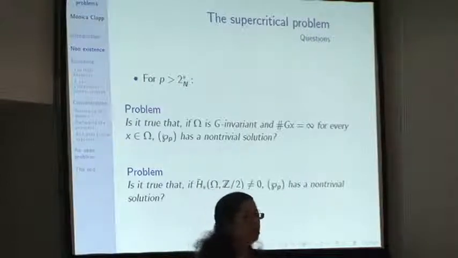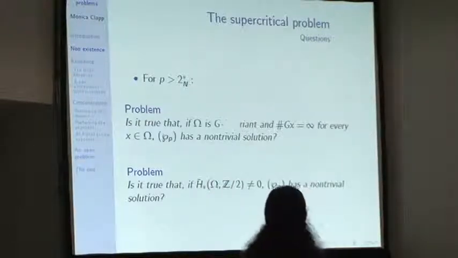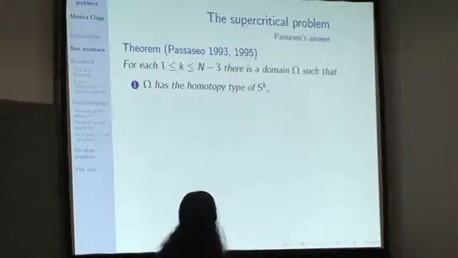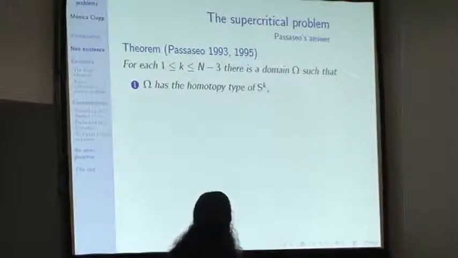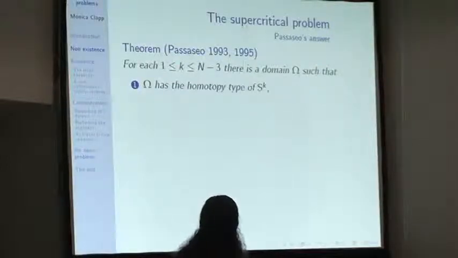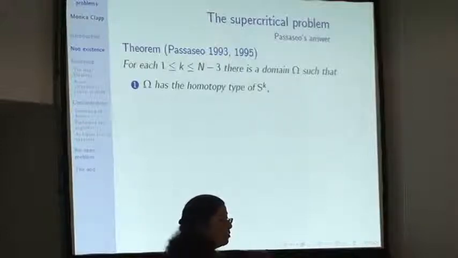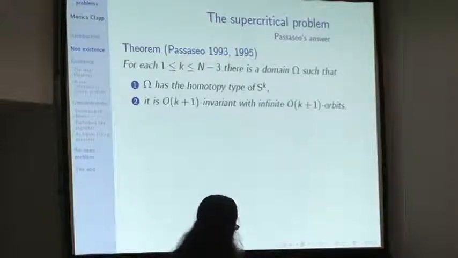A negative answer to both questions was given by Passaseo. She exhibited some domains Omega with the following properties. For every k between 1 and n-3, she exhibited a domain which has the homotopy type of the k-dimensional sphere, so its topology is non-trivial. It is invariant under the group of all linear isometries in the space R^(k+1).